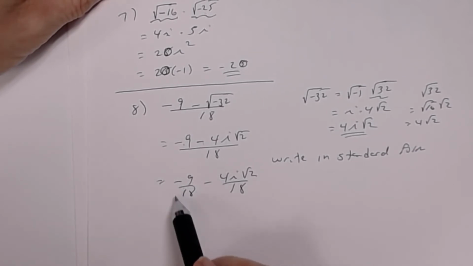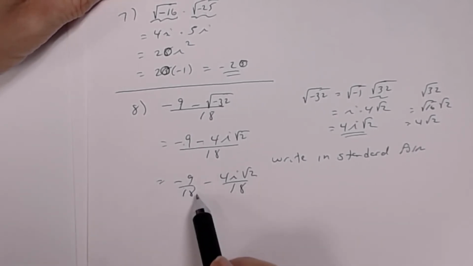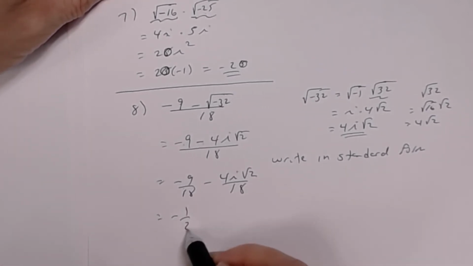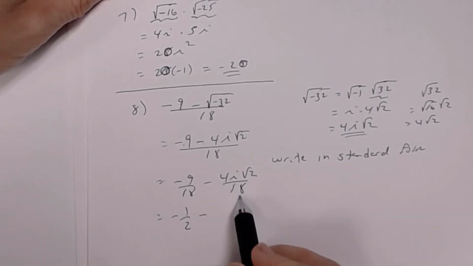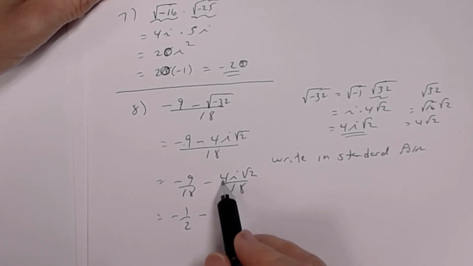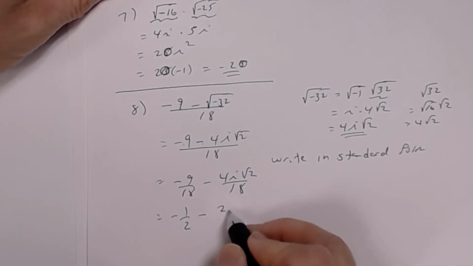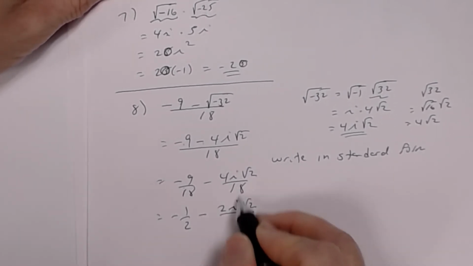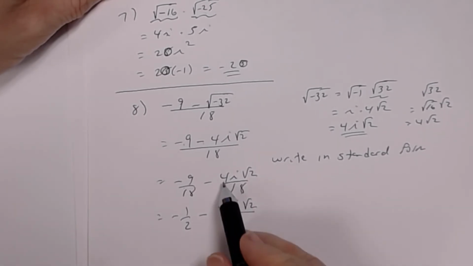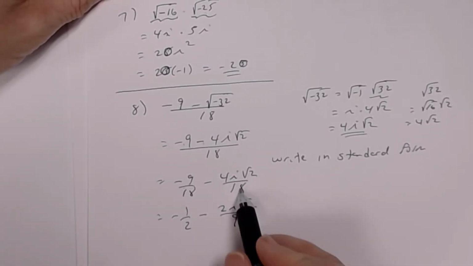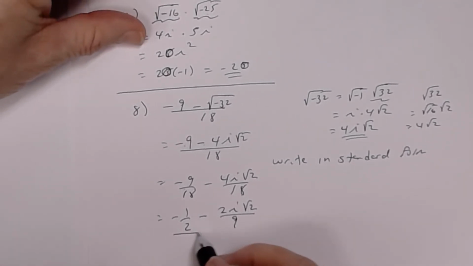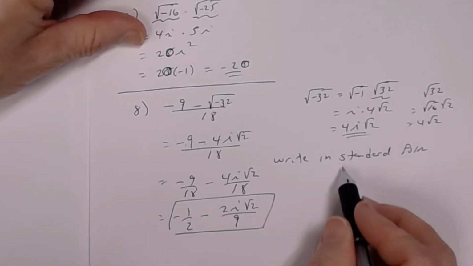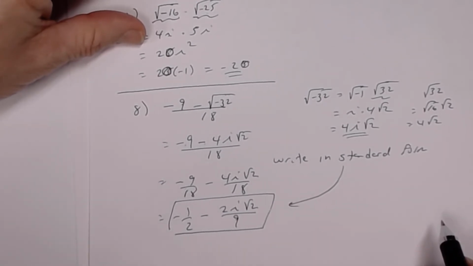So this term, they're both divisible by 9. So this becomes negative 1/2 minus, and then over here, the 4 and the 18 I can reduce. They're both divisible by 2. So this becomes 2i square root of 2 divided by 9. 4 divided by 2 is 2. 18 divided by 2 is 9. And you cannot simplify any further, so there's your answer. So this is the form a plus bi. Okay? All right, so let's do number 9.